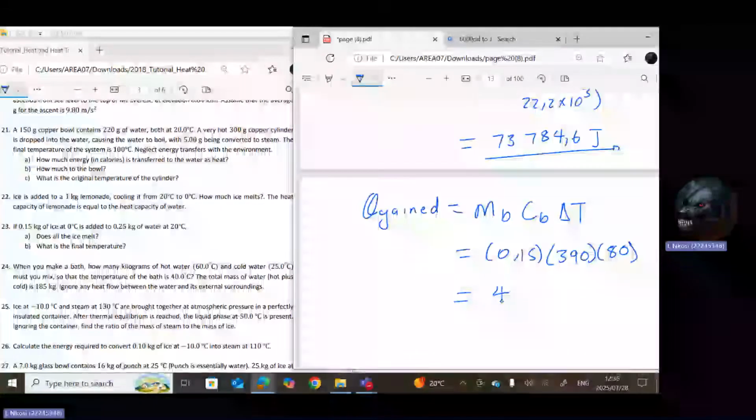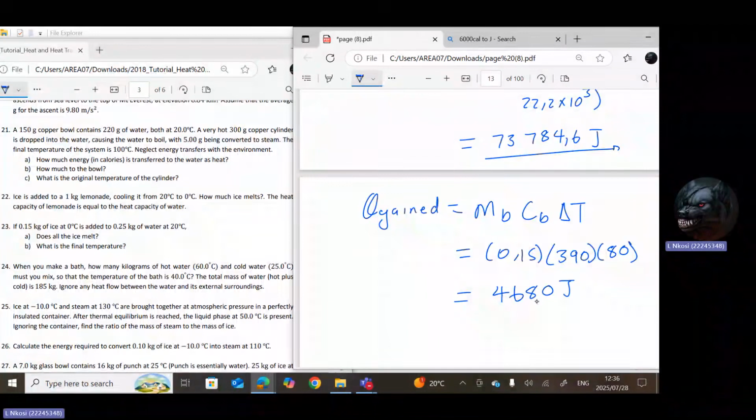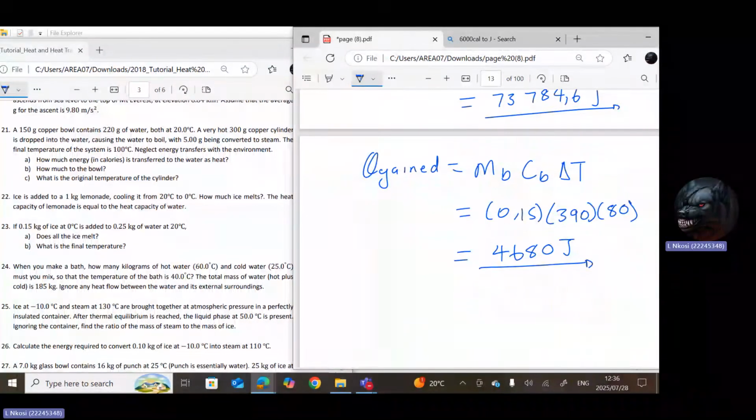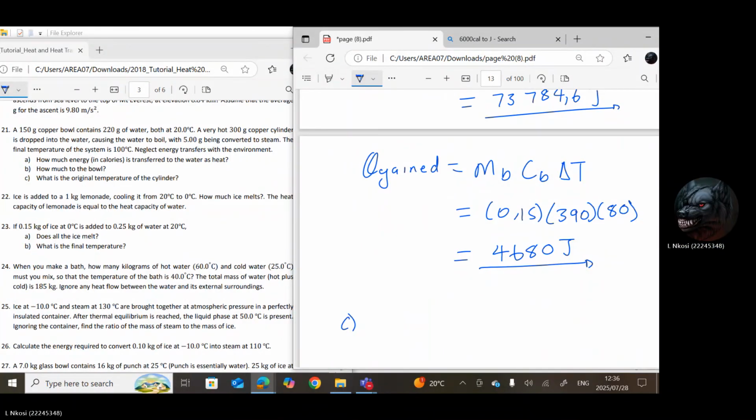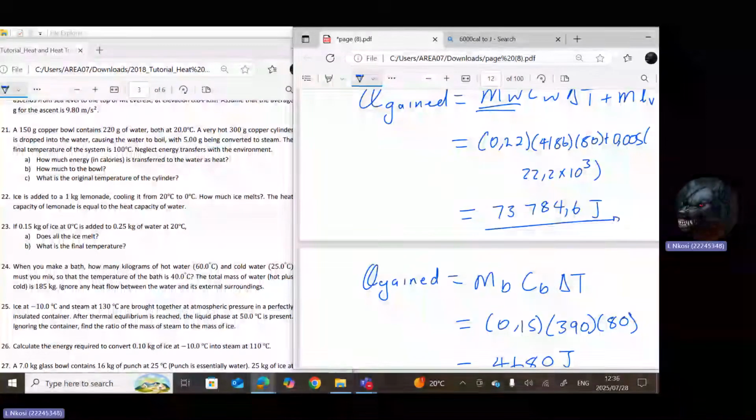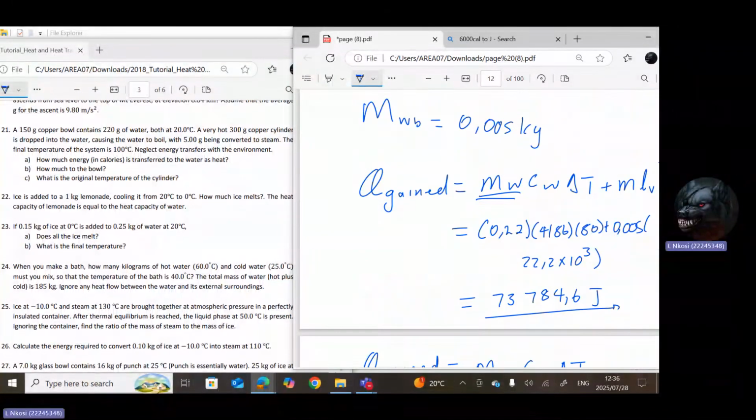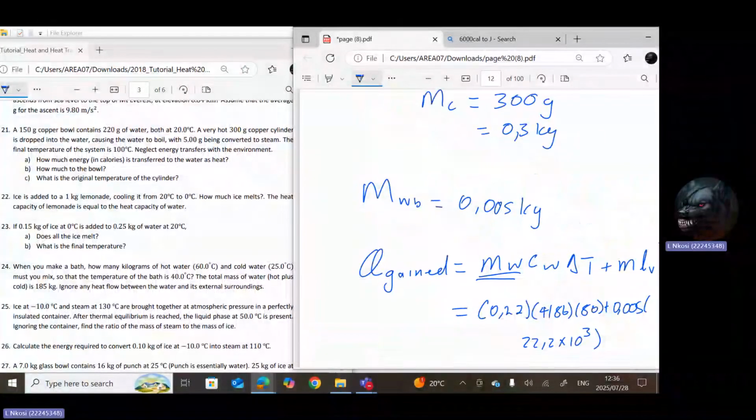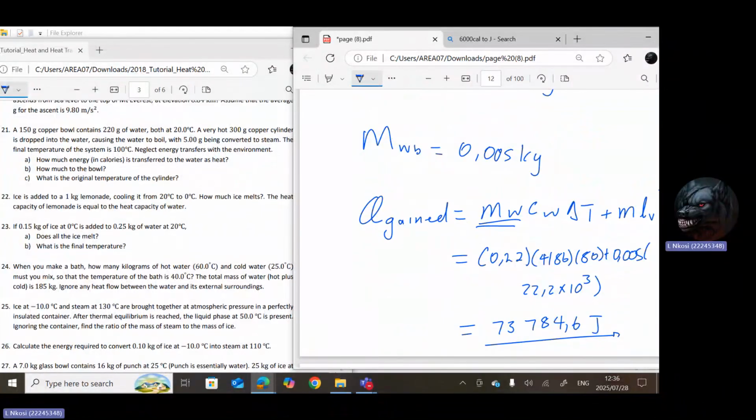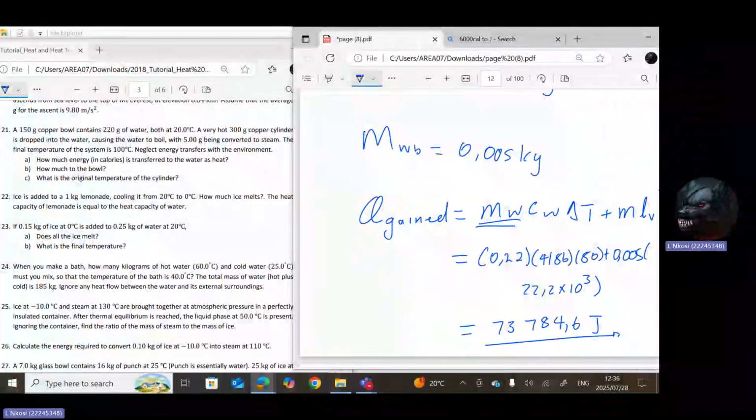So this is 4,680 joules of heat gained by the pole. But what is the original temperature of the cylinder? The cylinder is a copper cylinder, just like the copper pole. We know its final temperature, but the final temperature of the system is 100.